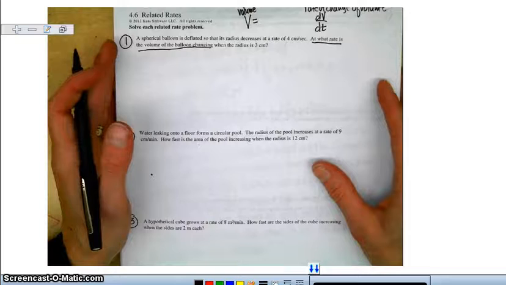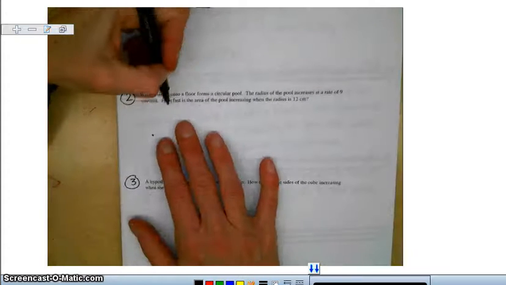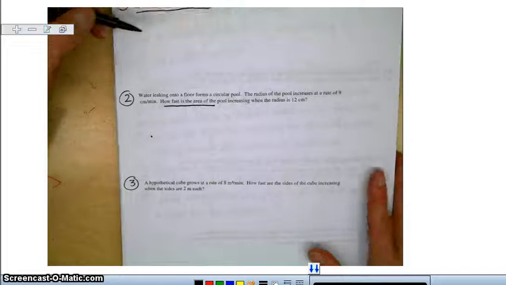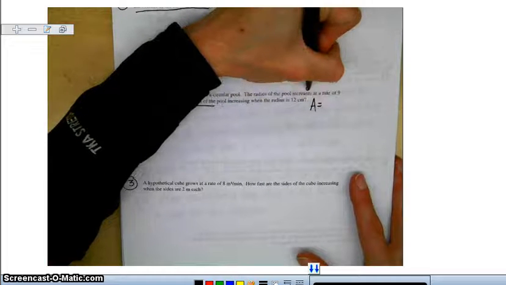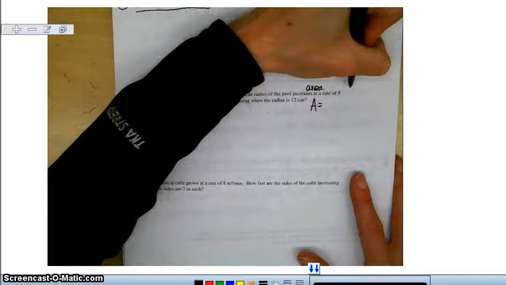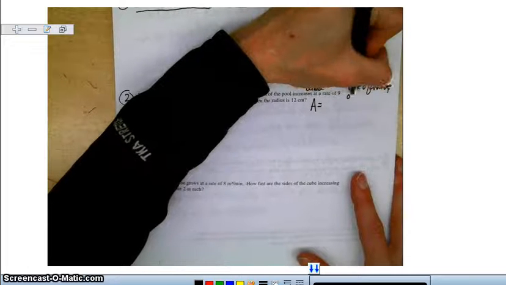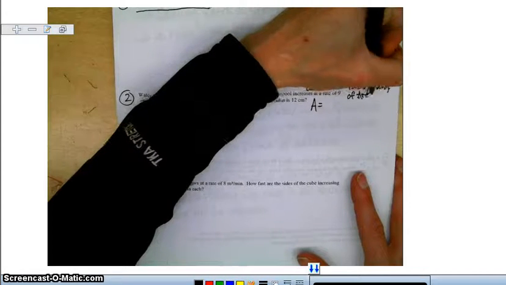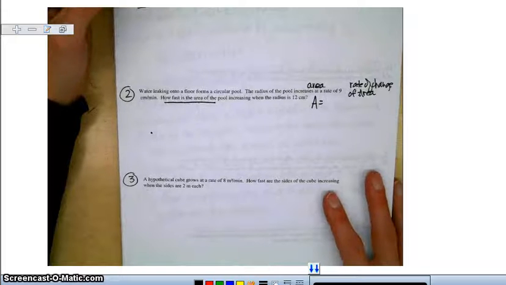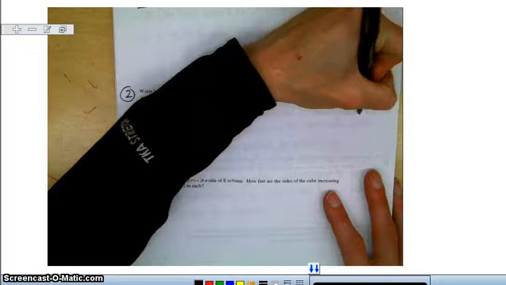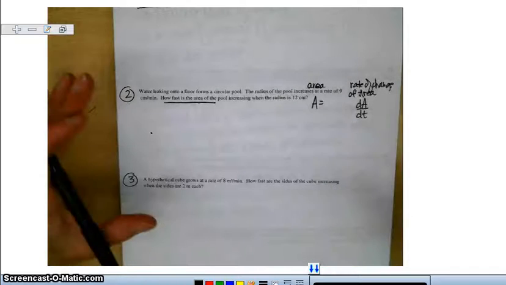What if I'm dealing with an area? So I'm just going to jump down to number 2 real fast. It says, how fast is the area of the pool changing? So we're dealing with an area there. What is the rate of change of area then? Rate of change of area would be represented by what variable? dA over dt. That is the derivative of area with respect to time. Okay, so that's just a little bit about the variables we'll be dealing with.